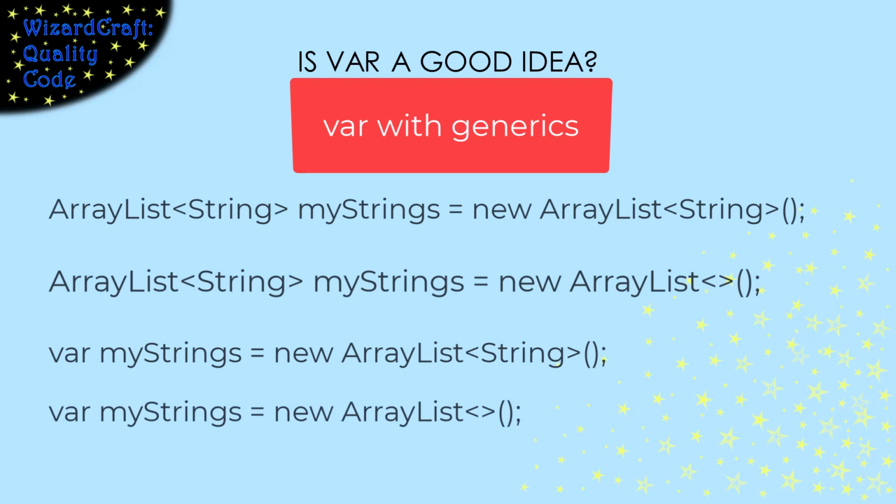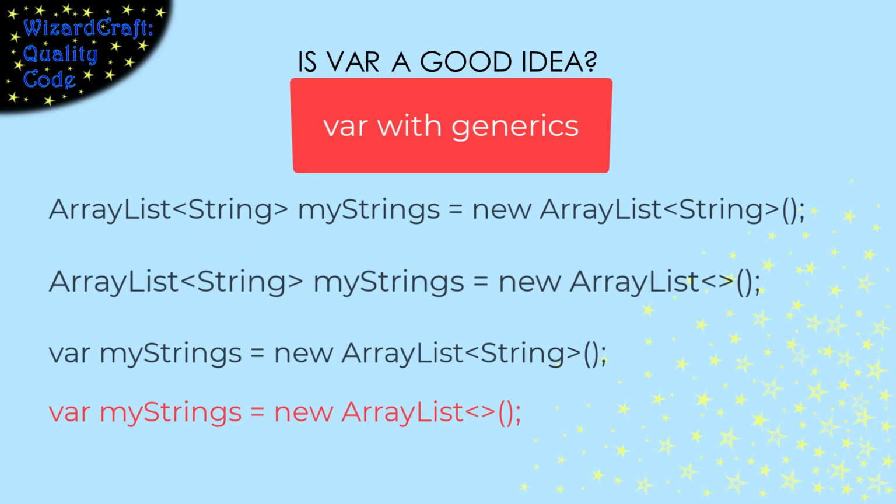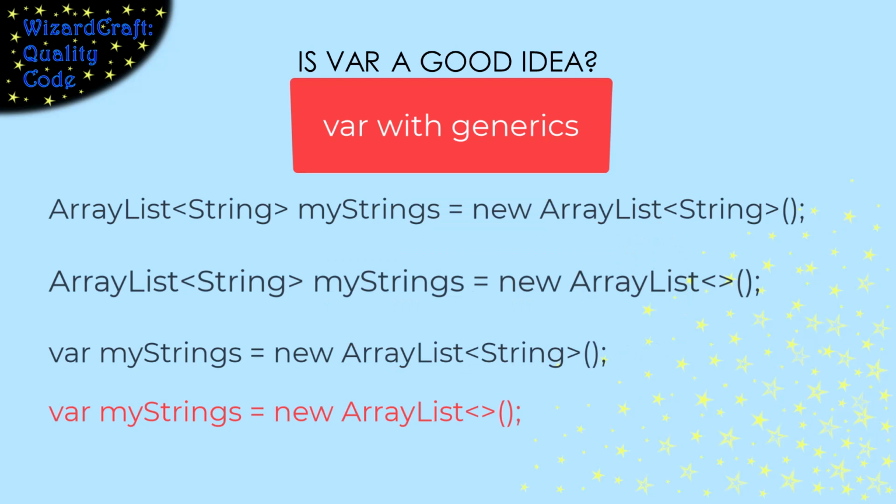However, if I use var and I don't specify the type in the initializer, everything is not okay. The compiler won't complain, but the type it will infer is ArrayList of Objects, not ArrayList of Strings. With no warning, the declaration isn't behaving the way we wanted it to.